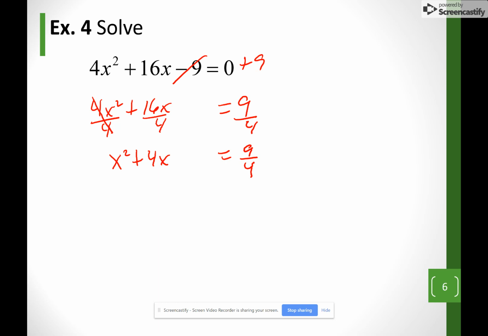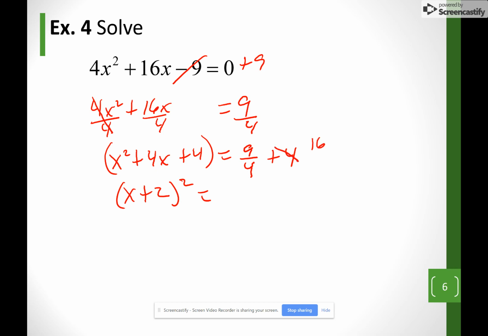Okay, so I'm going to just deal with this. Now that my leading coefficient is 1, I'm thinking of the middle term. The half of 4 is 2. Then square it. 2 squared is 4. So I'm going to add a 4 to each side. The left side, when I factor it, is x plus 2 all squared. Now here, 9 over 4.